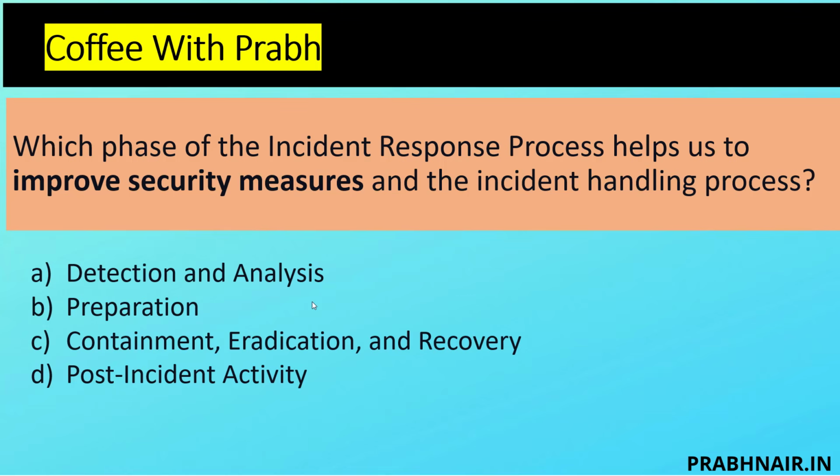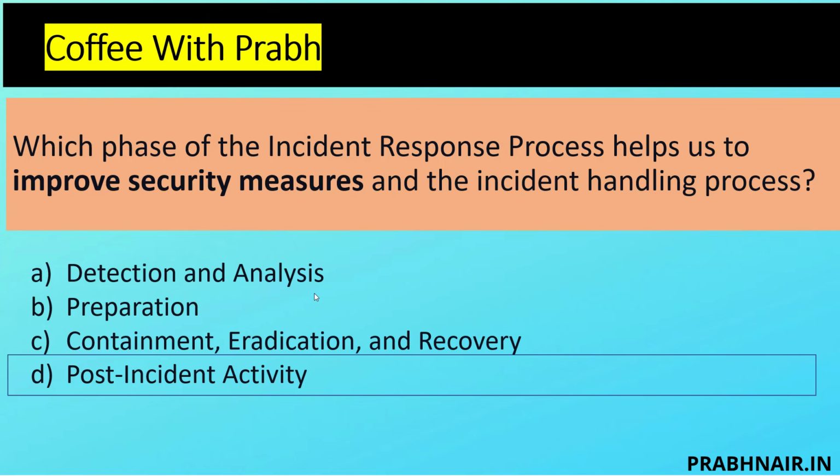A, detection analysis, where we confirm. Preparation, where we build the incident management policies. Containment is isolating a system, removing the virus; eradication; restore the system back to production. So post incident is the only phase where we have lessons learned and we try to see how to improve the process. That's what the answer is, D for Delta. Now let's move to the next question.